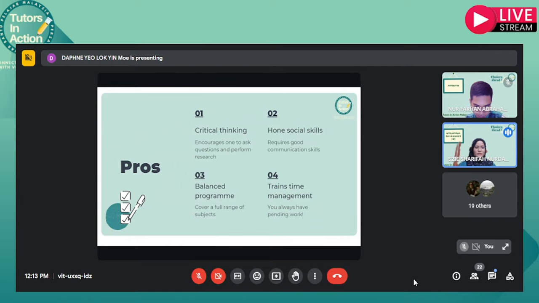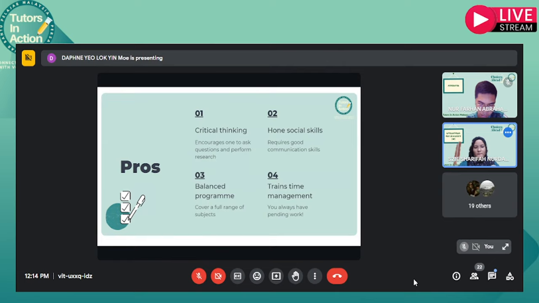A pro of being an IB student is that it truly makes you a critical thinker. As I said just now, you have to have that one mini thesis, the EE. Then you also have your internal assessment mini thesis. For that, you have to think of your own research questions and perform research by yourself. Of course, lecturers are there to help you, but you have to think of your whole project yourself. And it is individual work, not group work.